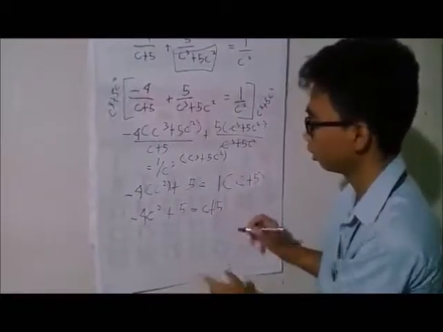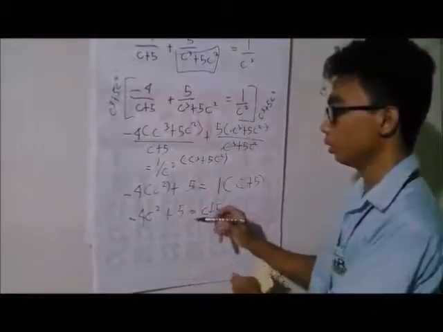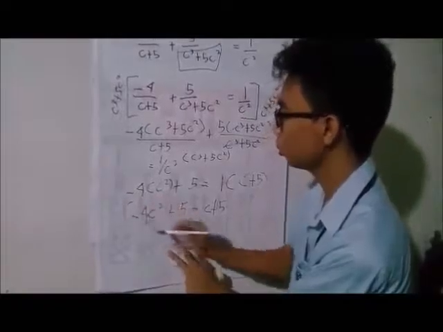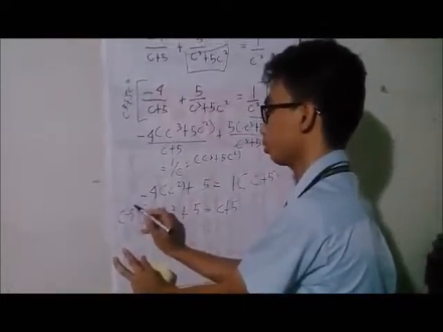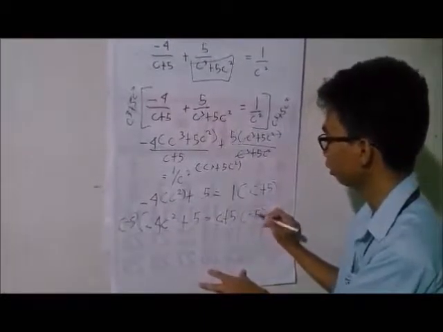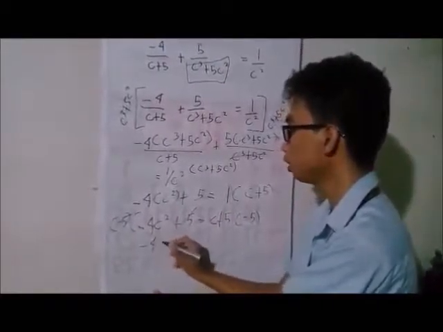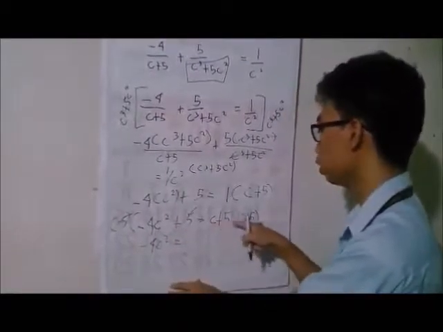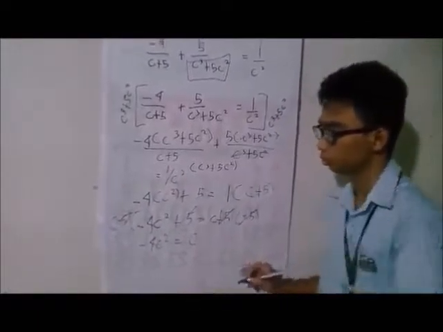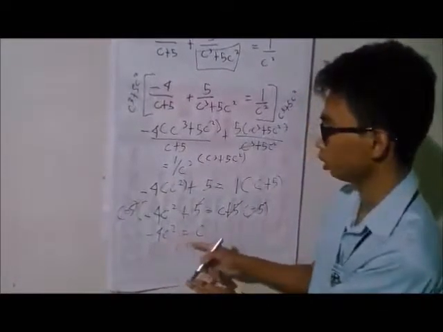Then, we are going to use the addition property of inequality to move 5 to the other side. We're going to add negative 5, the opposite of positive 5, and also here negative 5. Then cancel. Negative 4C squared is equal to C plus 5 minus 5, which is C only. Then we're going to isolate C squared to find the value of C.